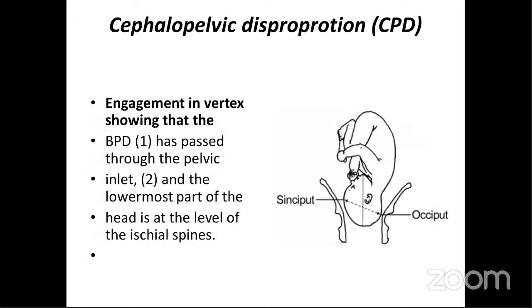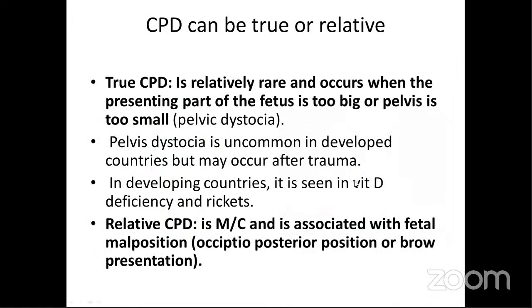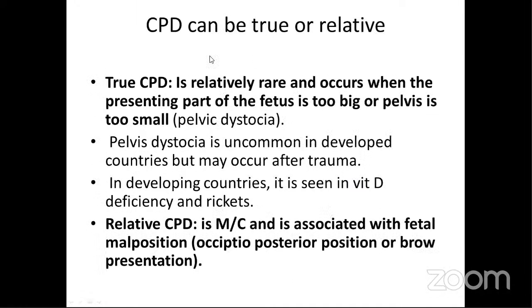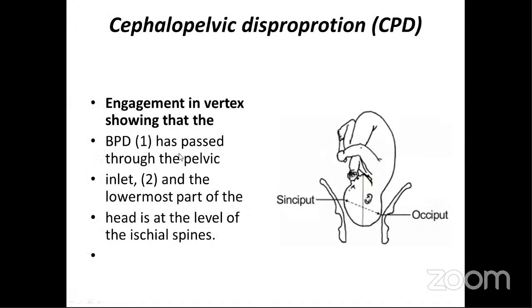Yes, ma'am. Fine. So I think I'll just cover it up till CPD for today's class, and regarding the partogram and other aspects of labor we'll discuss in the next classes. So what do you mean by CPD? Cephalopelvic disproportion. It can occur at any stage of the labor. It can occur at any level of the pelvis. So it could be at the inlet, mid cavity, and the outlet.